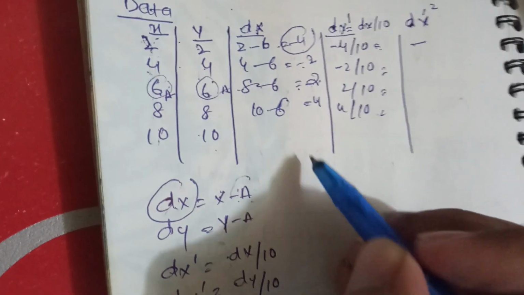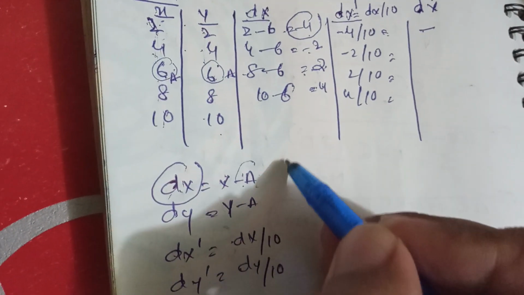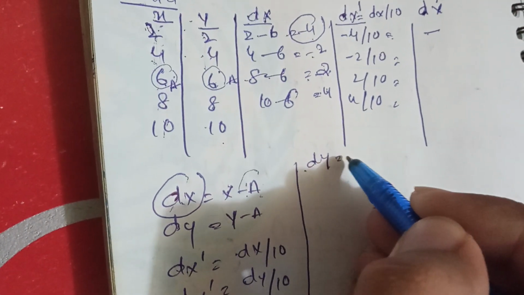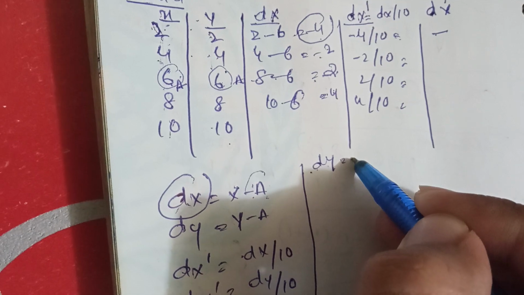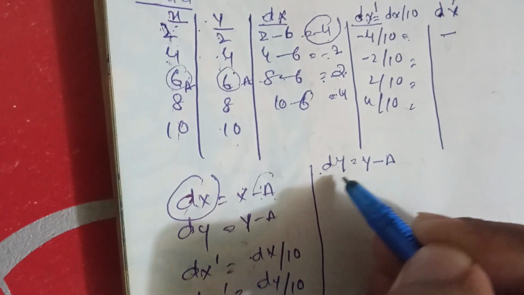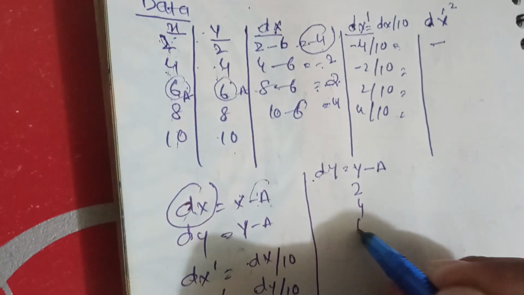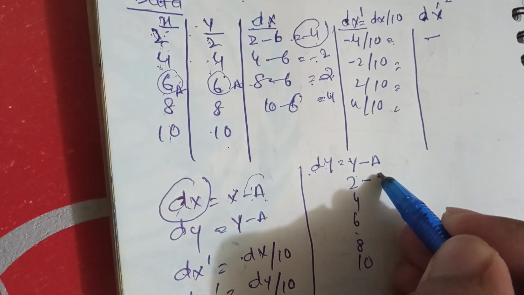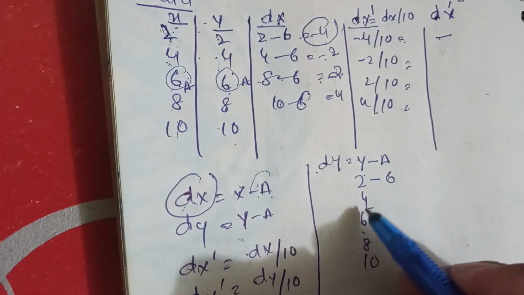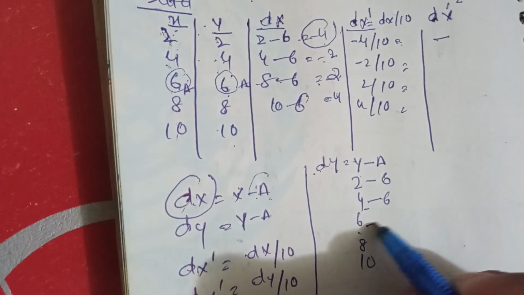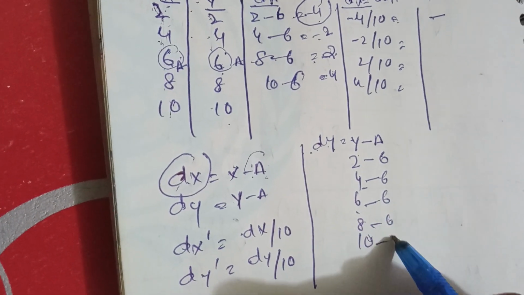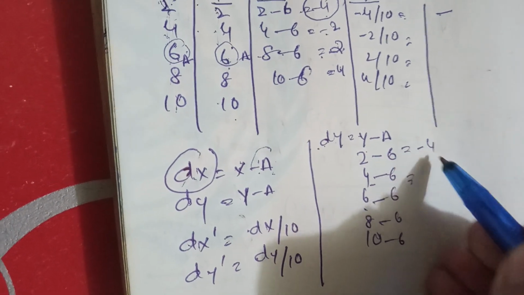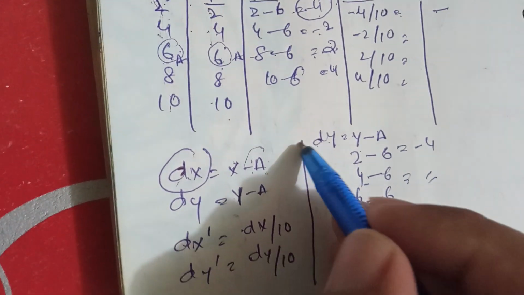Then you are supposed to move toward y. For y, the next step is to find dy. I told you what dy is: dy is the deviation of y from the assumed value. Y is 2, 4, 6, 8, 10, and the assumed value is 6. I told you the middle value is the assumed value of the relevant data. So whatever the result comes, just subtract and put the values: 2 minus 6 is minus 4 again. Solve it like this, and this will be your dy.